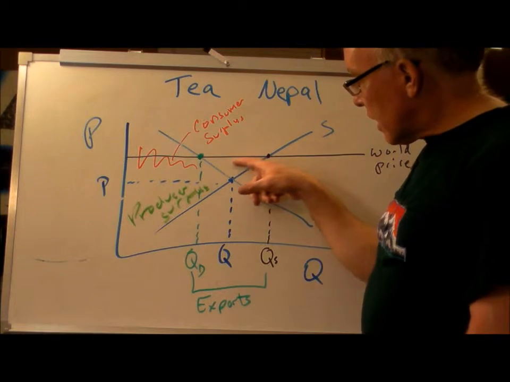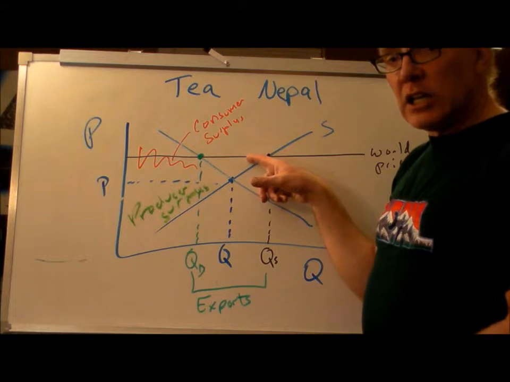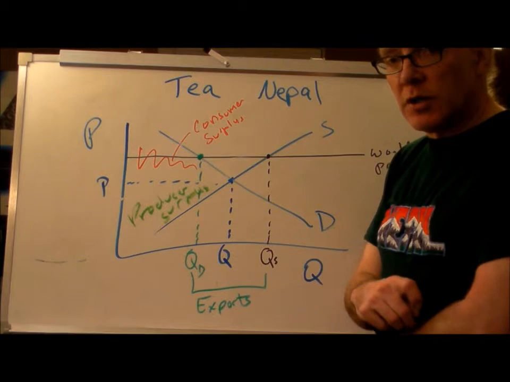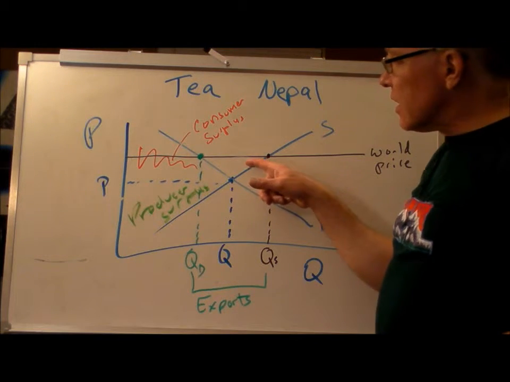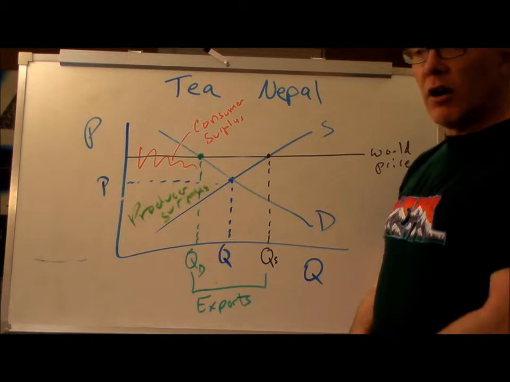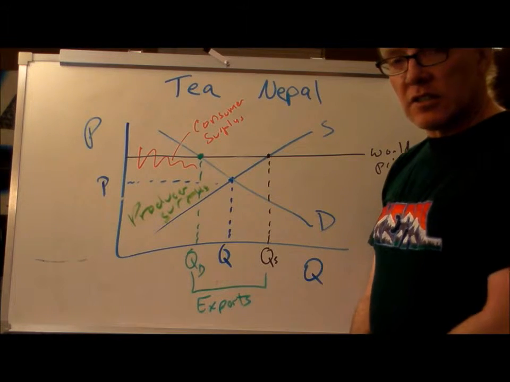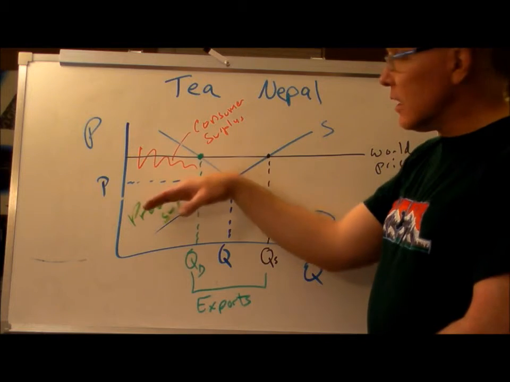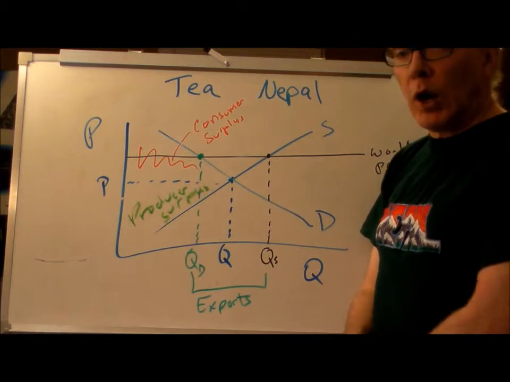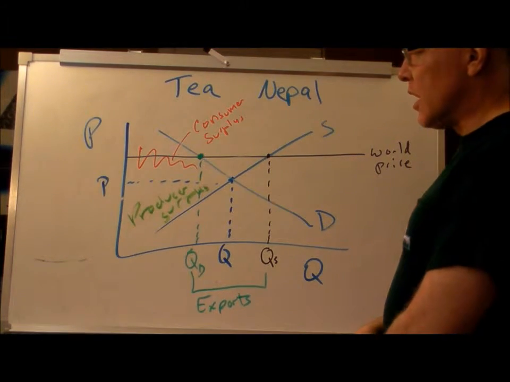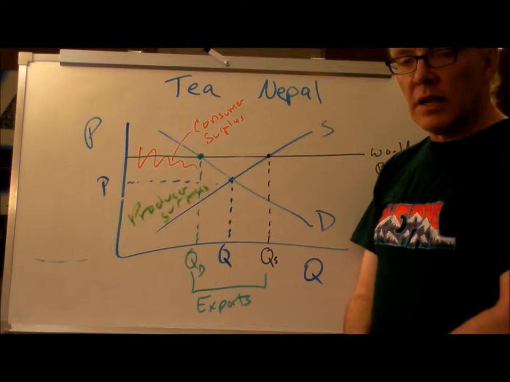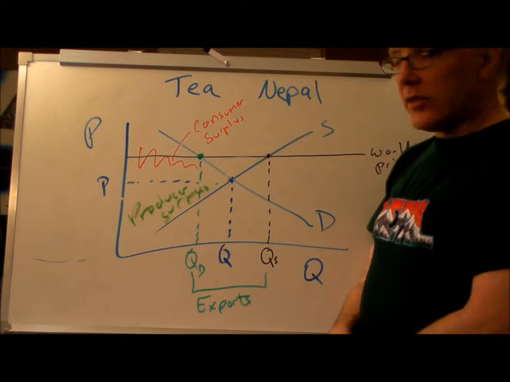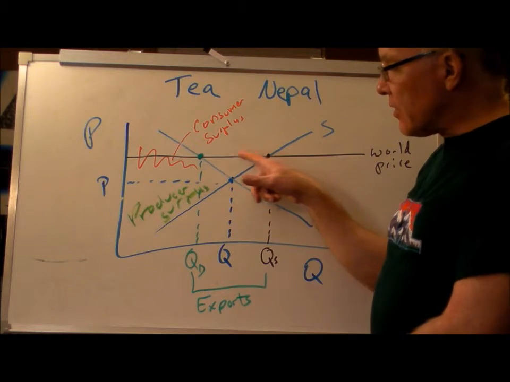But this triangle here is an increase in producer surplus that is not related to a decrease in consumer surplus, but it is a net benefit overall to the economy and to the society of Nepal. And so while tea drinkers lose, tea producers win by more than what the tea drinkers lose. And so the society as a whole is better off. The total surplus has increased, and the total surplus is increased by this amount.